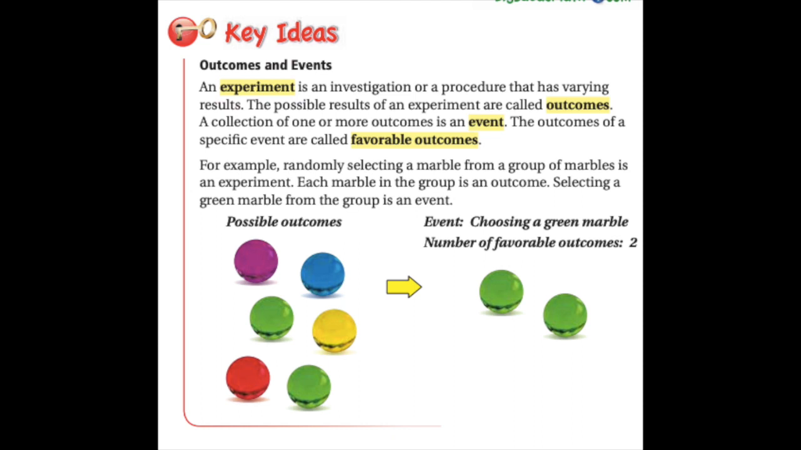Okay. The event is actually what we're trying to do, right? So the event in this one is choosing a green marble. All right, and so then the favorable outcome, the one that we want, and the number of it would be 2, right? Because the event was we wanted to choose a green marble, and so there are 2 green marbles, so the number of favorable outcomes would be 2, or even the favorable outcome is pulling the green. Okay? All right.